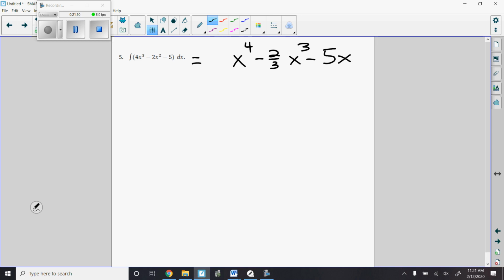And again, just take a look right here. The derivative of x to the 4th is 4x cubed. The derivative of negative 2/3 x cubed is negative 2x squared. The derivative of negative 5x is negative 5.